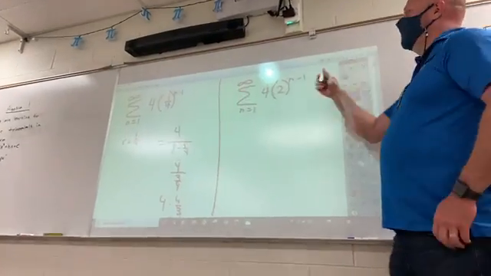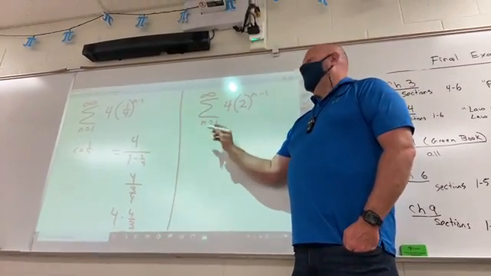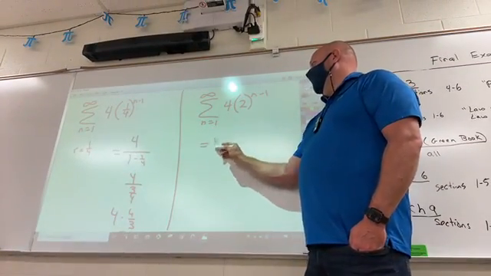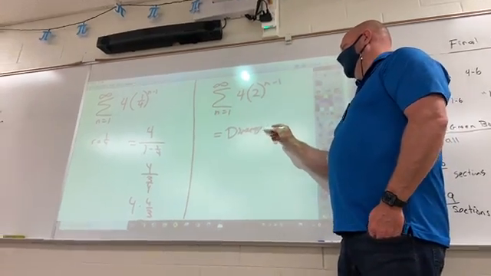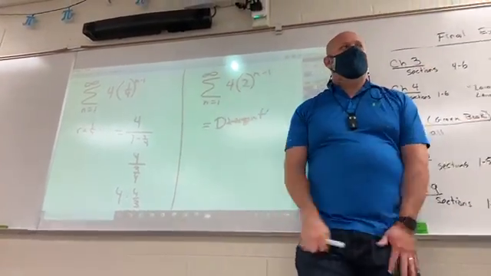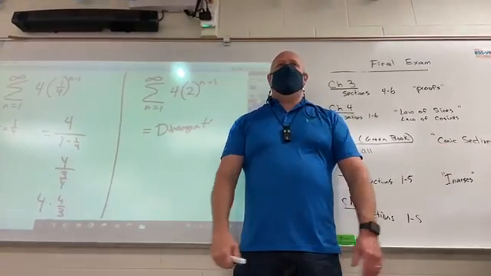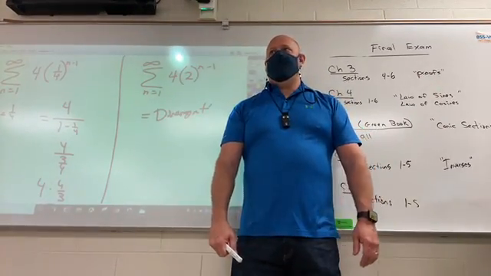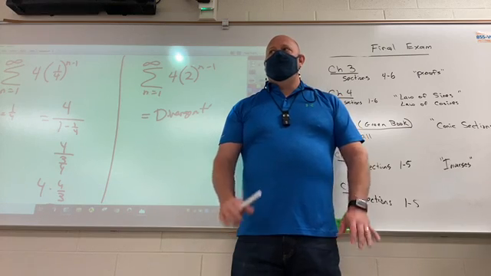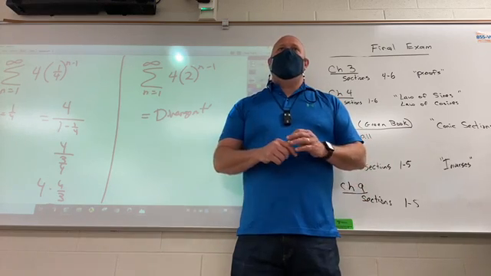Okay, can I solve this one? This one is what we call divergent, because the R is 2, 2 is bigger than 1, this is just going to go to infinity. There is no answer to that, right? Make sense?